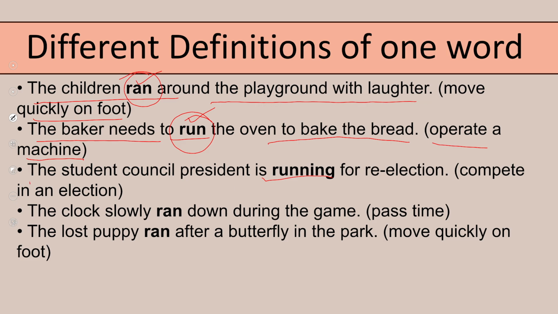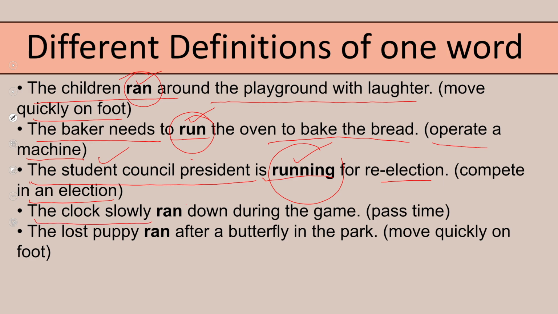This sentence: the student council president is running for re-election. What do you mean by running? The definition is to compete in an election. The presidents are not physically running on foot. They are not machines either. So it means that here we have a third definition of run or running.